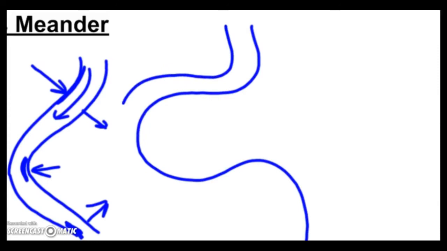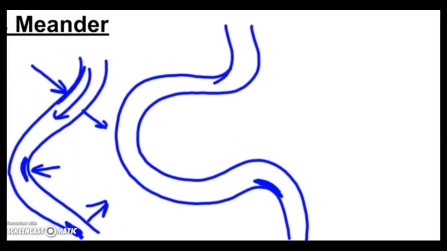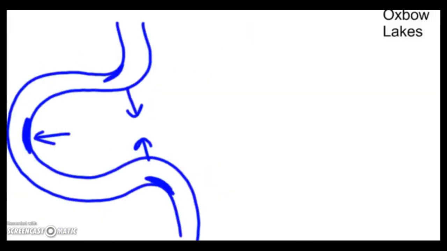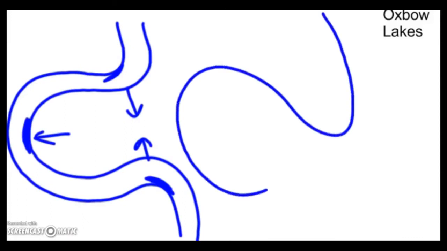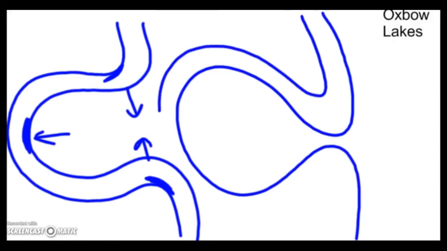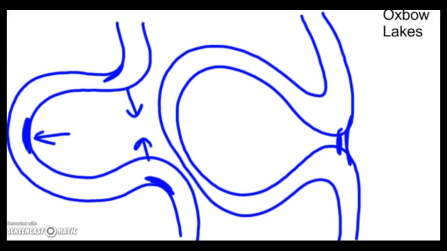Okay? And that stream keeps it up. So there's more deposition going on here. There's more deposition happening here. More deposition happening here. We're making it move that way, and these sides are coming in. Well, what might finally happen is that these curves get so severe and pronounced that eventually it gets so curvy that the water ends up breaking through here, and it makes a new channel right through there.